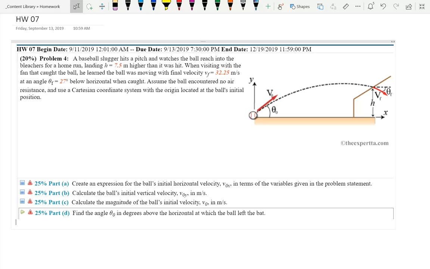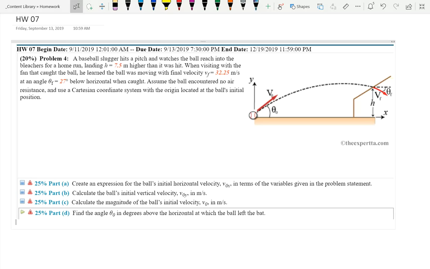Okay, so this is written by a physics person, probably not up to date on the unwritten rules of baseball. So it lands 7.5 meters higher than it was hit. When visiting with the fan that caught the ball, he learned the ball was moving with a final velocity of 32.25 meters per second at an angle 27 degrees below horizontal, because all fans have the ability to measure the speed to centimeters per second precision. And the angle, of course. I mean, it's a given, right?